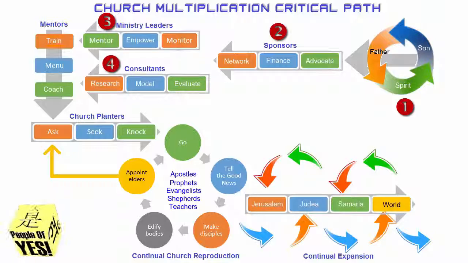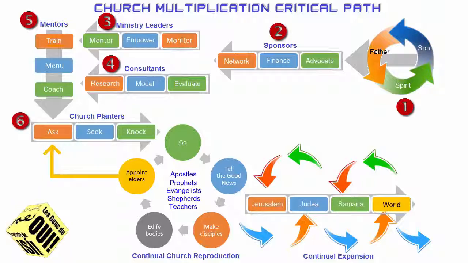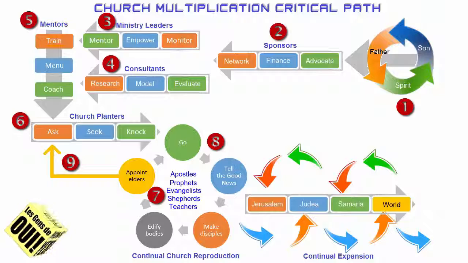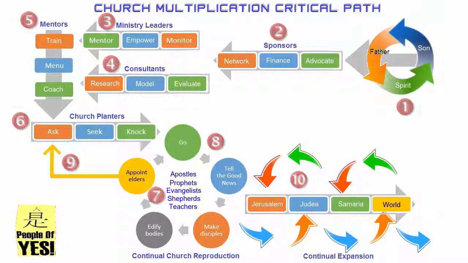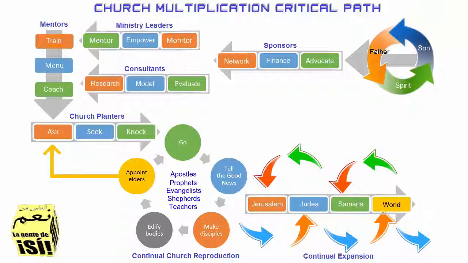4. Consultants. 5. Mentors. 6. Church planters. 7. The 5 gifted workers. 8. Church development. 9. Church reproduction. And 10. Continual expansion. These 10 parts can happen in order, or at the same time. Let us take a brief look at each of these parts.